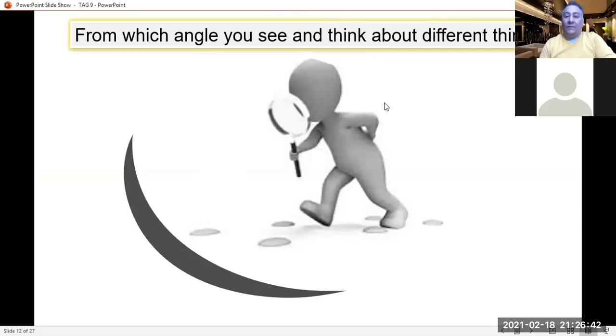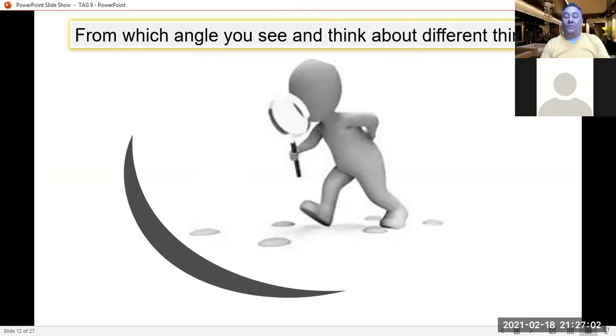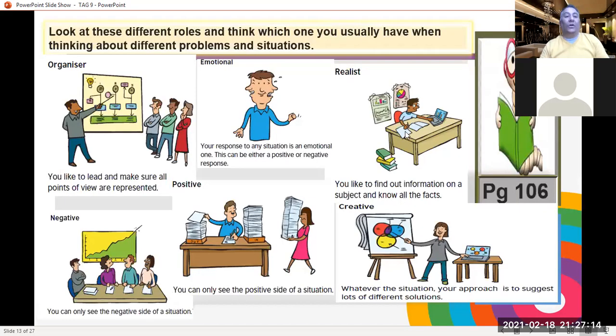From which angle do you see and think about different things? Look at this question carefully. All of us think about issues from our point of view, from our perspectives. So we have many kinds of people while we are thinking about some issue. Look at these different roles and think which one you usually have when thinking about different problems and situations.